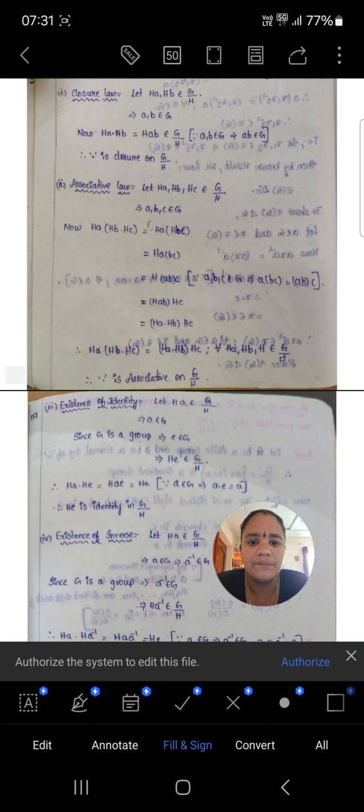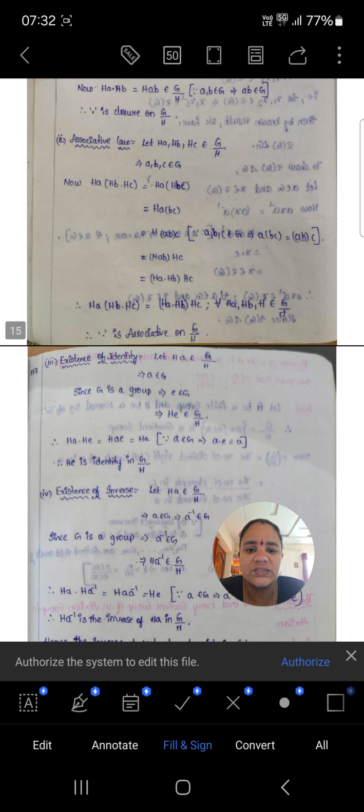And associative law. Ha, Hb, Hc belong to G/H and a, b, c belong to G. (Ha · Hb) · Hc = Hab · Hc, and again applying coset multiplication, we get Ha · Hbc, that is equal to Ha · (Hb · Hc). Therefore, the dot satisfies the associative law on G/H.